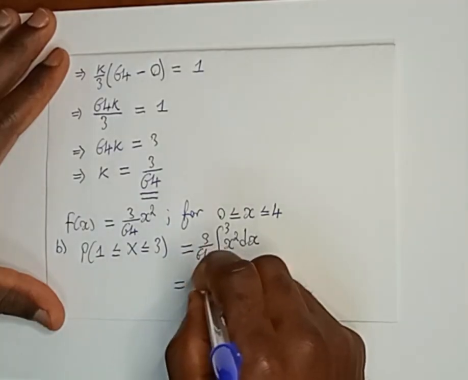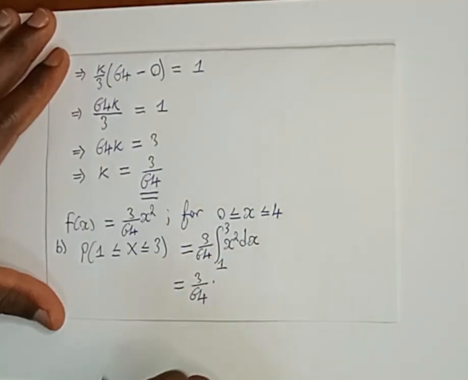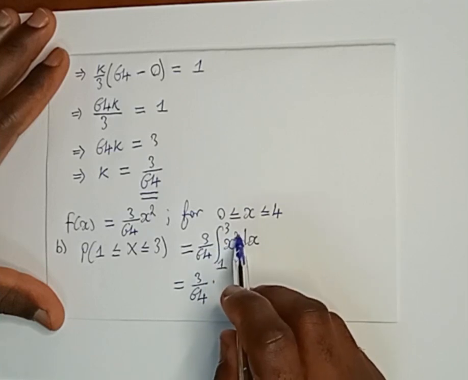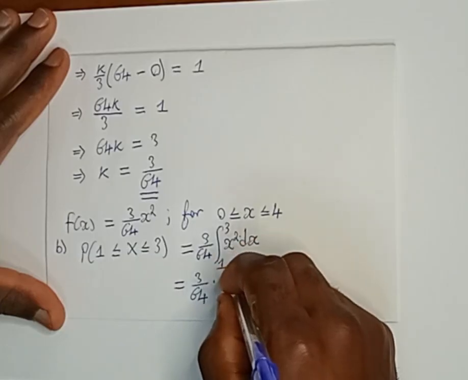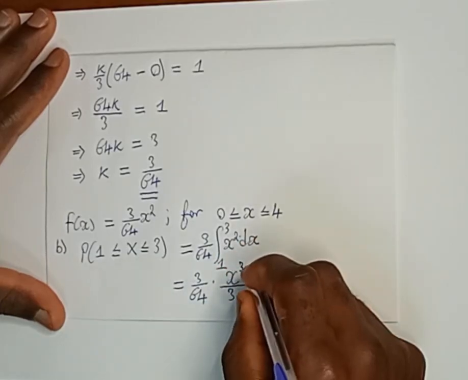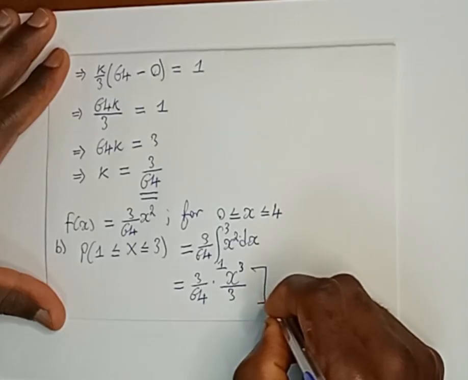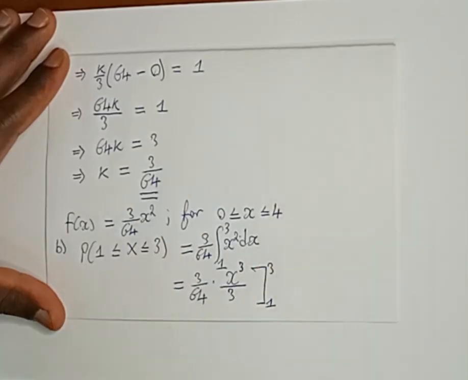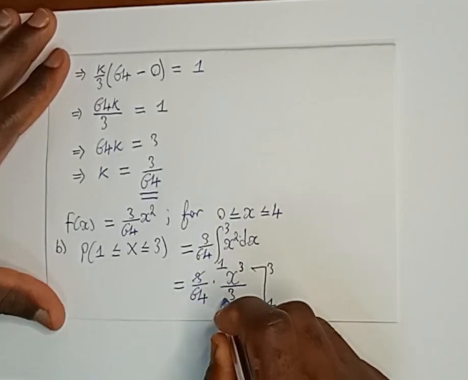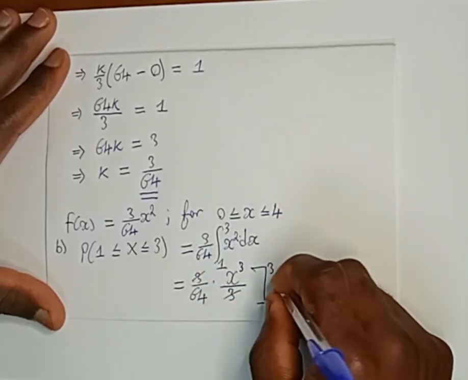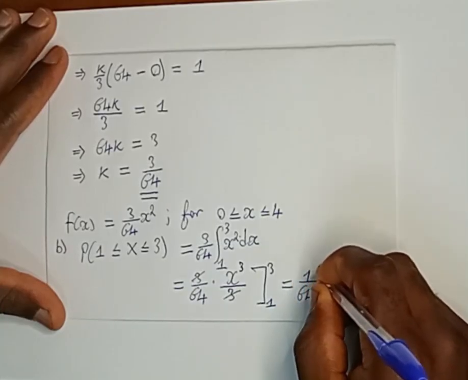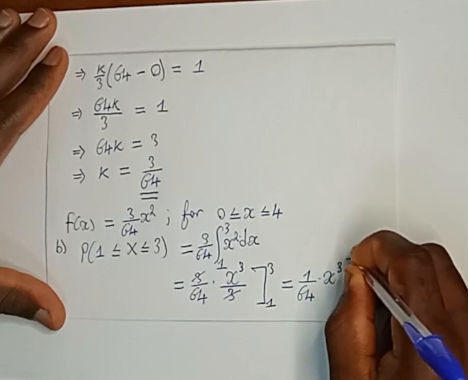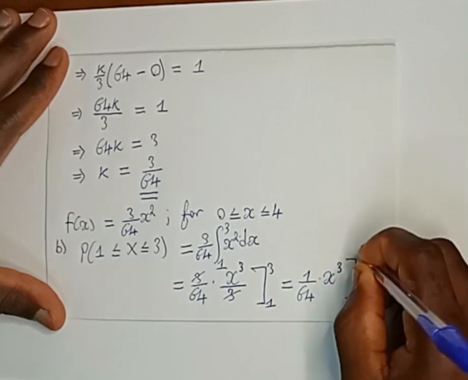This will simply be equal to 3 on 64 times the integral of x squared. We are simply going to add 1 to this power, it gives us x cubed. Then we divide by the new power, which is 3. The limits are from 1 to 3. Simplifying this, you see that this 3 at the numerator will strike off this 3 at the denominator. This will simply be equal to 1 on 64 times x cubed from 1 to 3.